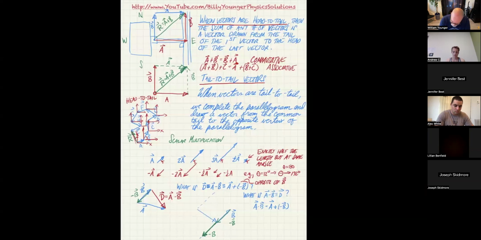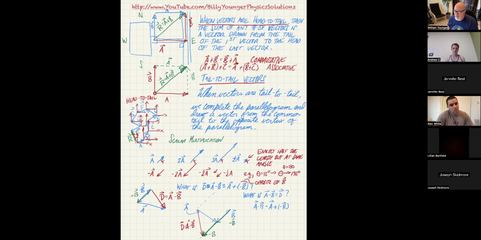So I'm going to put the symbol for A back over here somewhere. Let's put it right here. Okay. Now, since the vectors are head to tail and the order doesn't matter, we know that the vector drawn from the tail of one to the head of the other is in fact the difference D equals A minus B.